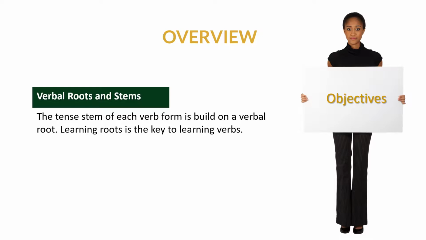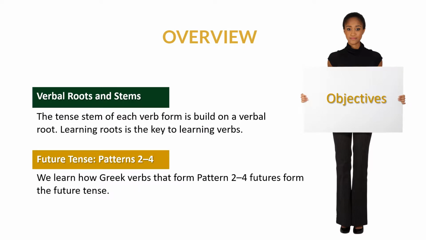The tense stem of each verb form is built on a verbal root. Learning the roots is the key to learning verbs. Secondly, you are going to learn patterns 2 to 4 of the future tense. In the previous lecture we covered pattern 1, which is by far the most common. Here you will learn how Greek verbs that form patterns 2, 3 and 4 futures form the future tense.